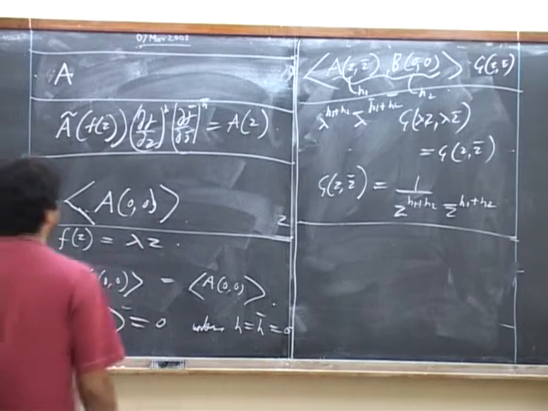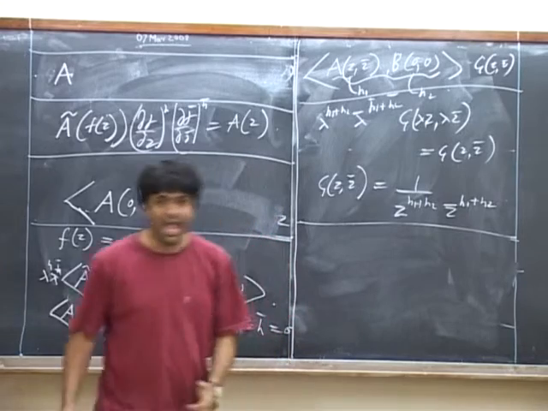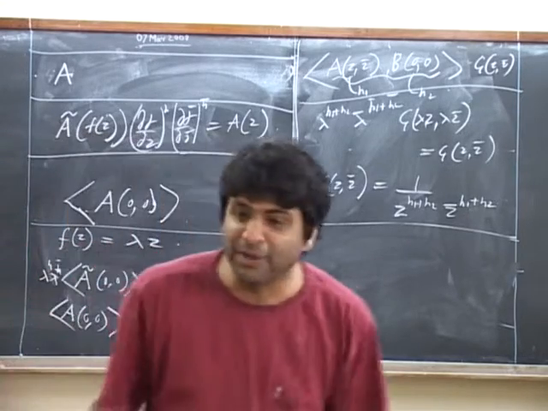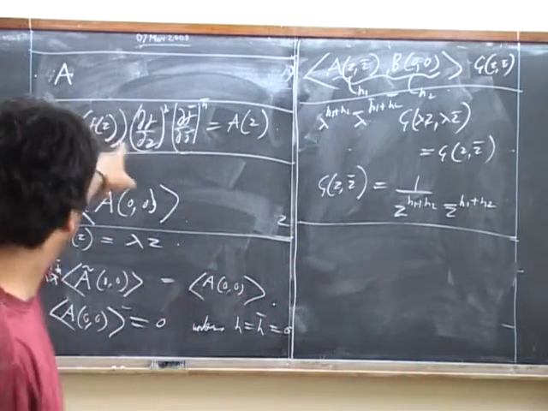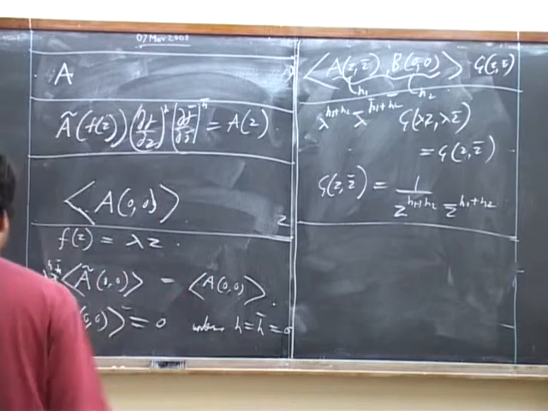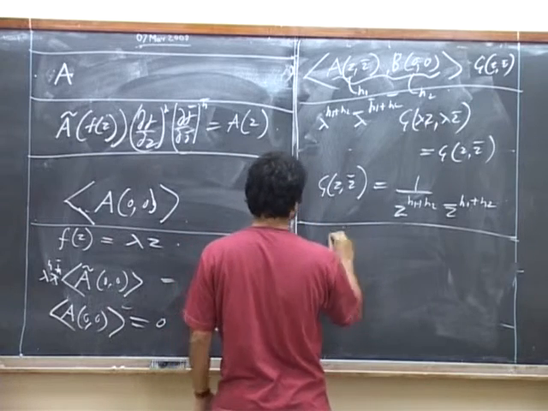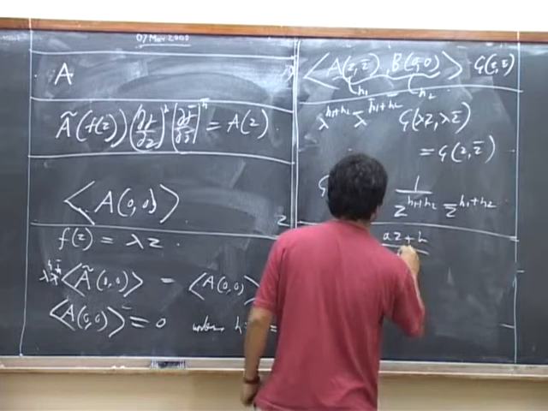Okay, so let's do the same calculation. Now we know that g is of this form. But let's see if we get any more information about the structure of g from that equality, using an arbitrary SL2C transformation. So suppose we write an arbitrary SL2C transformation f(z) equal to (az plus b) over (cz plus d).